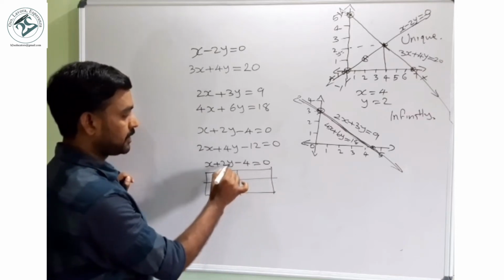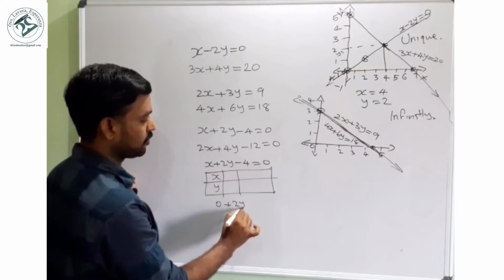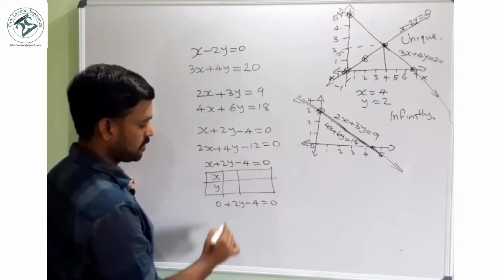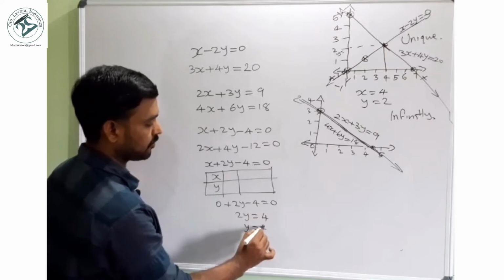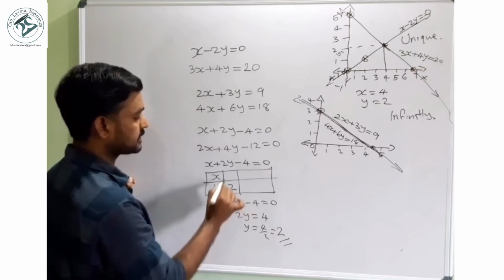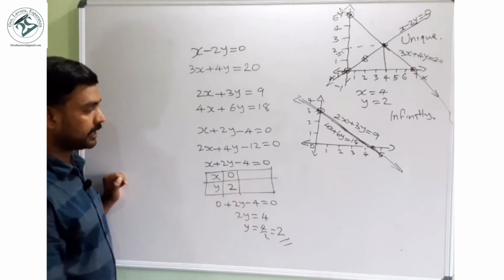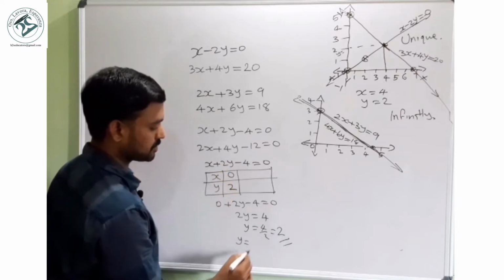This for x value, this for y value. In the place of x, we can give 0. So what will happen? 0 plus 2y minus 4 is equal to 0. So this minus 4 transposed to there, 2y is equal to 4. So y is equal to 4 by 2, which is equal to 2. So y is 2 when x is equal to 0. Now we can give y is equal to 0.